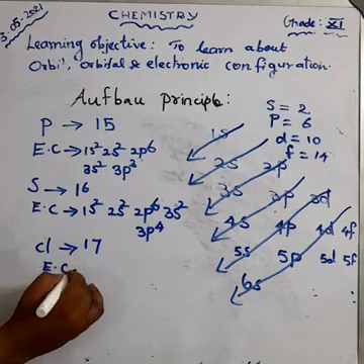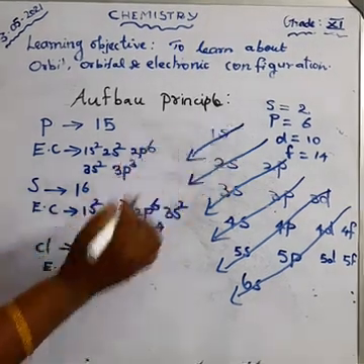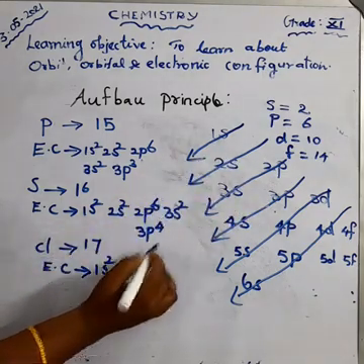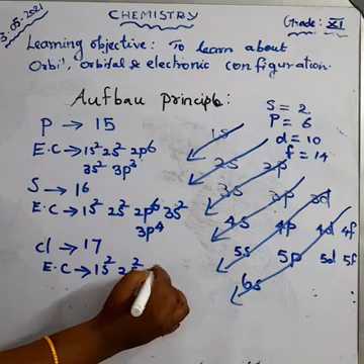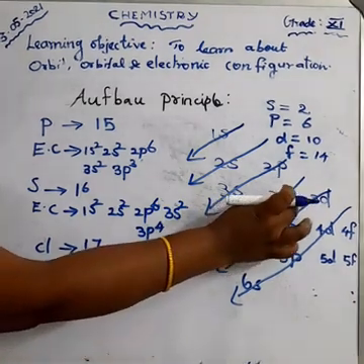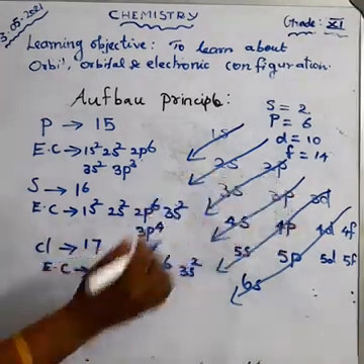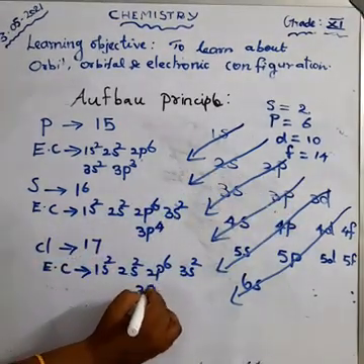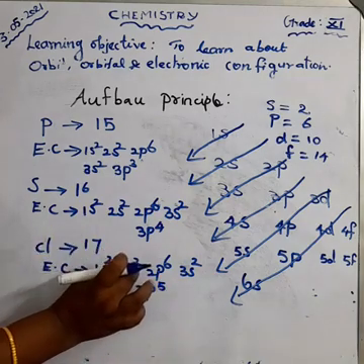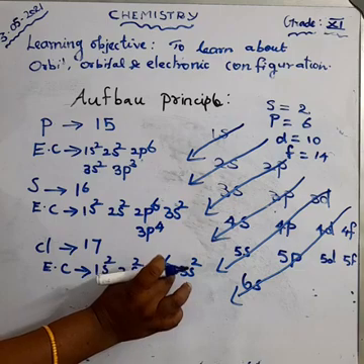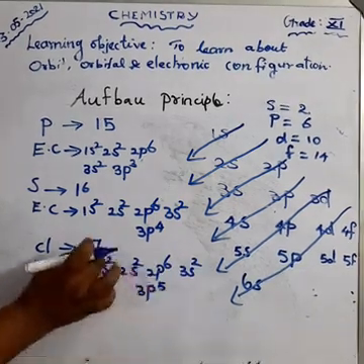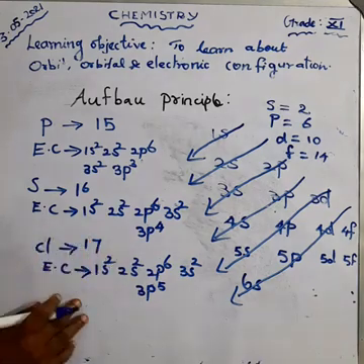So electronic configuration for chlorine: 1s2, 2s2, 2p6 and 3s2. The remaining 5 electrons we can occupy in the 3p orbital, 3p5. So total electrons: 2 plus 2 is 4, 4 plus 6 is 10, 10 plus 2 is 12, 12 plus 5 is 17.